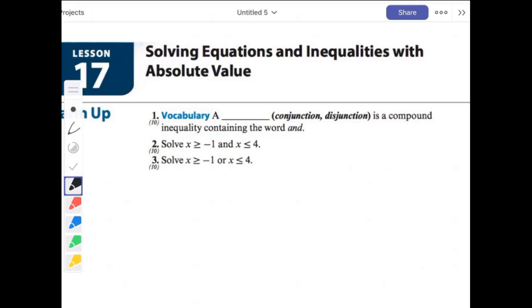We are going to jump right into lesson 17, which is solving equations and inequalities with absolute value. To start us off, I'll do the warm-up super quick.